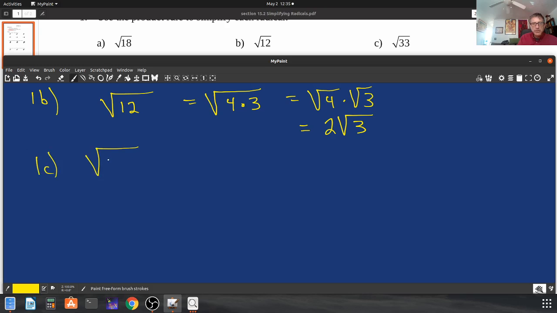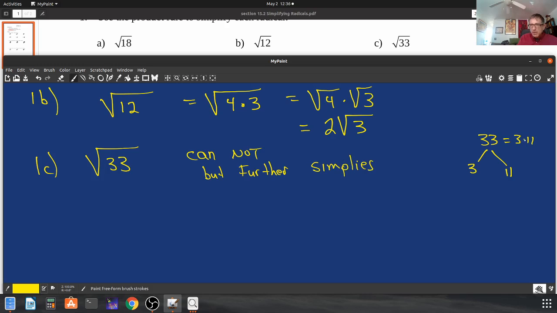The square root of 33. Now that's not on our list, so let's factor 33. 33 is clearly divisible by 3 and 11, so 33 is equal to 3 times 11, none of which have an even power, so this cannot be further simplified. Why? Because when I break it down to its primes, none of those primes are raised to an even power.